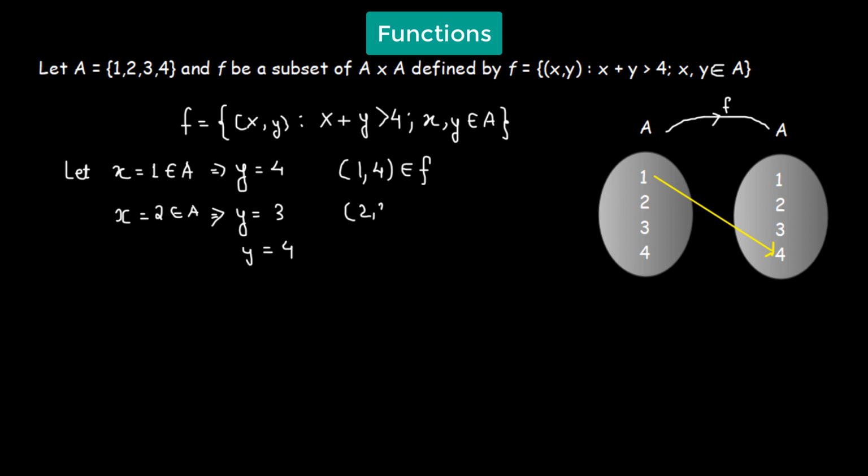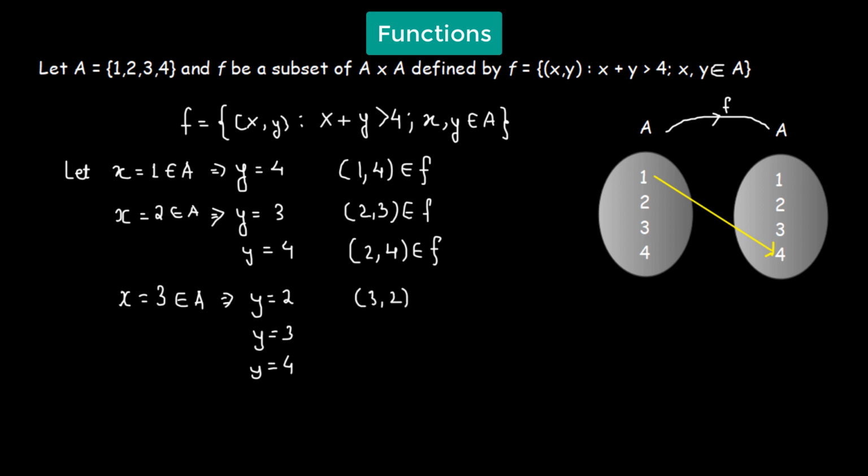So we have the ordered pair 2 and 3 belonging to our set F, and the next ordered pair, which is 2 and 4, also belongs to our set F. When we come to the third element picked from set A, x equals 3, which belongs to our set A, then we can pick either y equals 2, y equals 3, or y equals 4, and the corresponding ordered pairs will be 3, 2; 3, 3; and 3, 4. Each of these ordered pairs belongs to our set F.